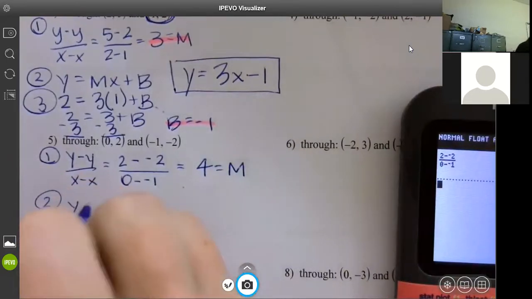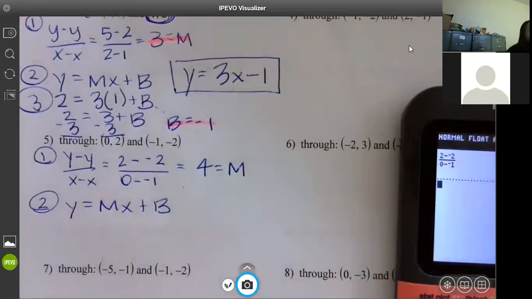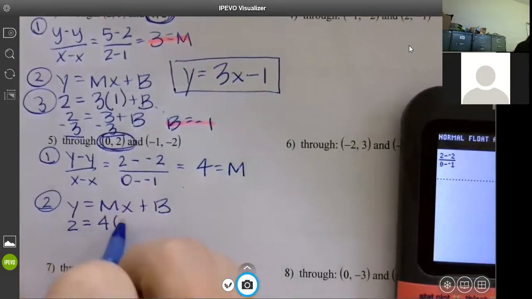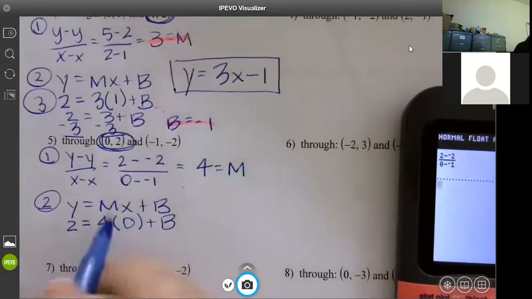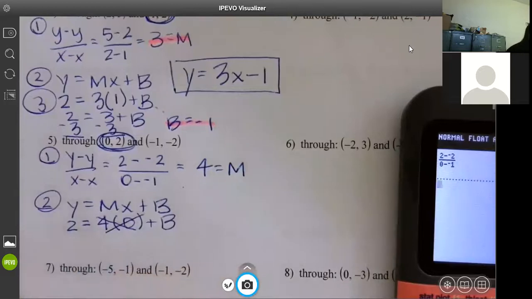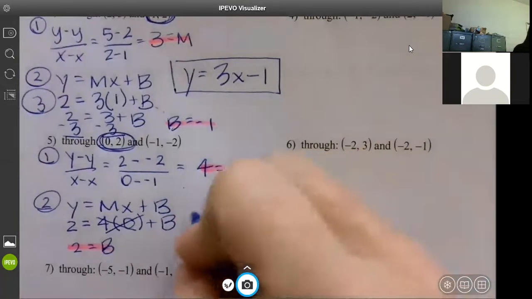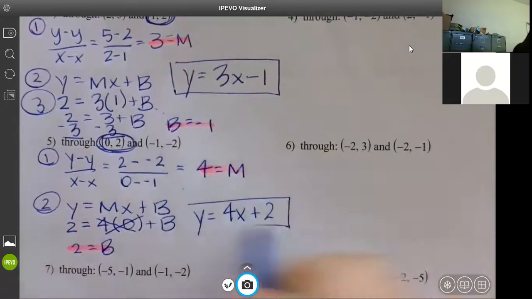The second thing we're going to do is write our equation, y equals mx plus b. Which point should I choose? 0, 2 or -1, -2? 0, 2 looks easier, so that's the one I'm going to pick. Okay, what's your y coordinate? 2. What's your m? 4. What's your x? 0 plus b. 4 times 0 is 0, so it doesn't matter. And I get 2 equals b. So that's how I'm going to write my equation. y equals 4x plus 2. That's it.